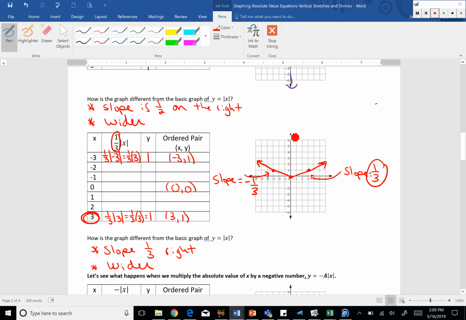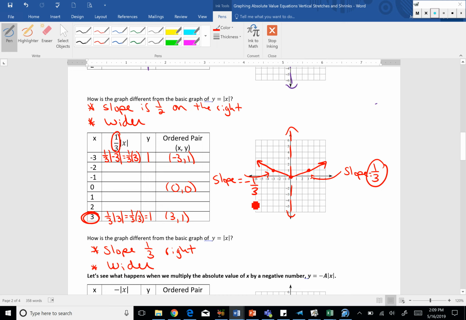Or, if you don't want to worry about the slope on the left, just make sure you're matching up your points. If you get a point on the right, you're going to have a point that matches exactly with it over on the left. So you can use that symmetric property too if you're like, Miss Guy, I don't want to have to deal with another slope. You don't have to.